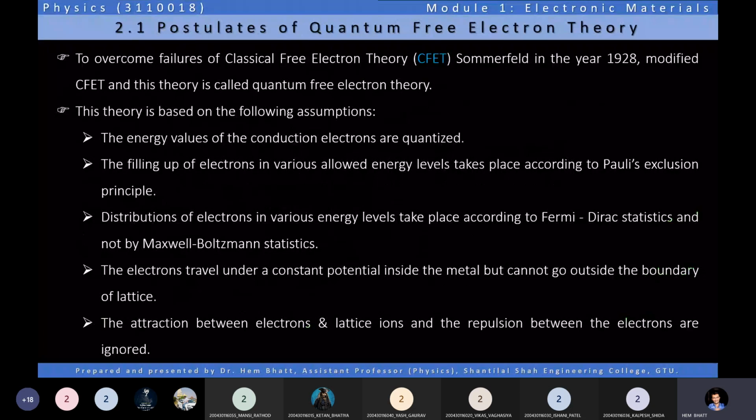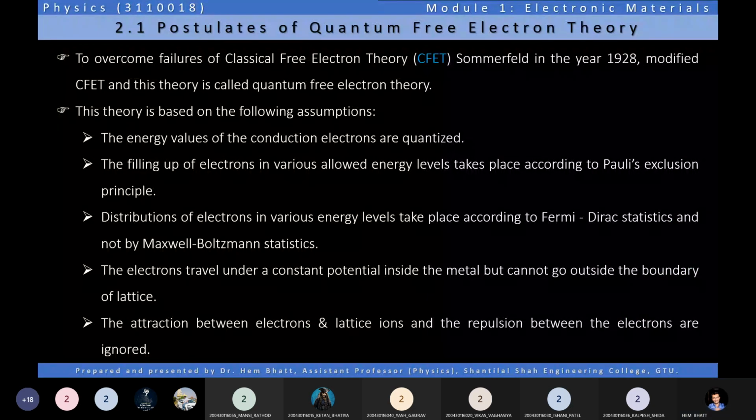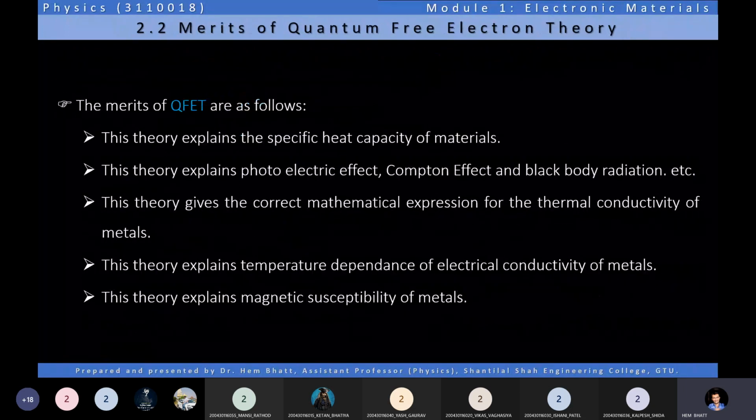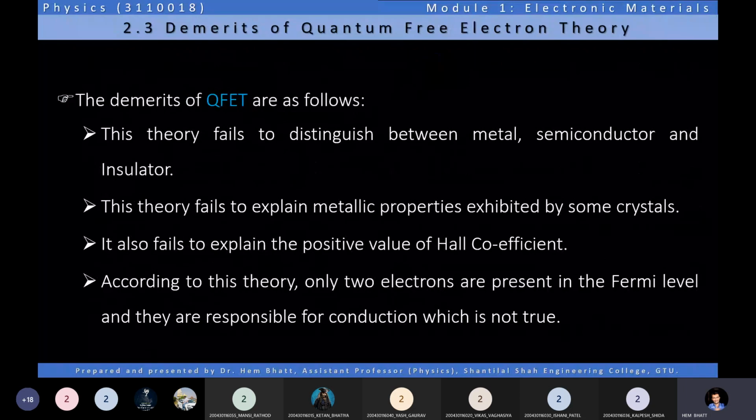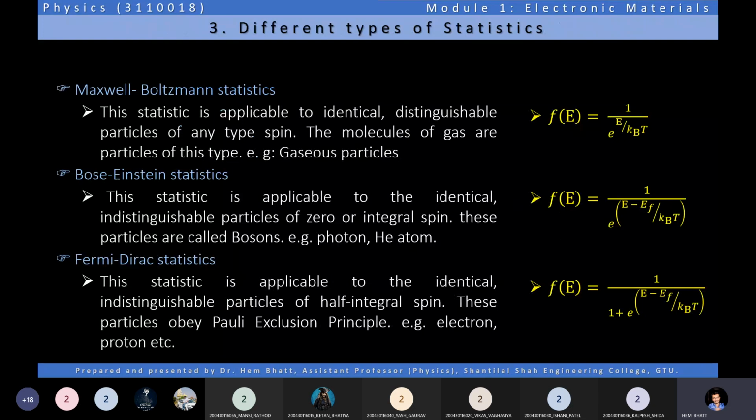Then postulates of quantum free electron theory, which originated from the failures of classical free electron theory. Then merits and demerits of quantum free electron theory. After that we come to Bloch free electron theory, or Bloch theory for free electrons, which begins with Fermi Dirac statistics. So there are different statistics which we introduced ourselves to.